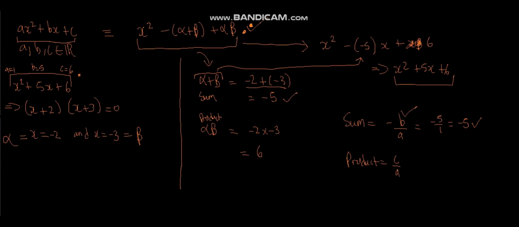Now the product of the roots is c on a. So c is 6 on 1, which is 6. We literally showed the product of the roots over here, so this formula checks out.